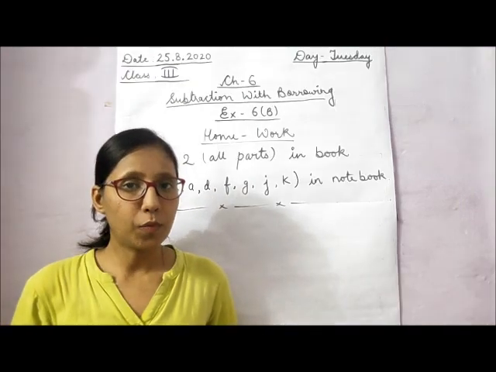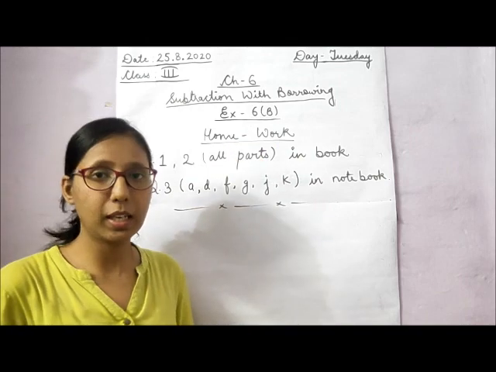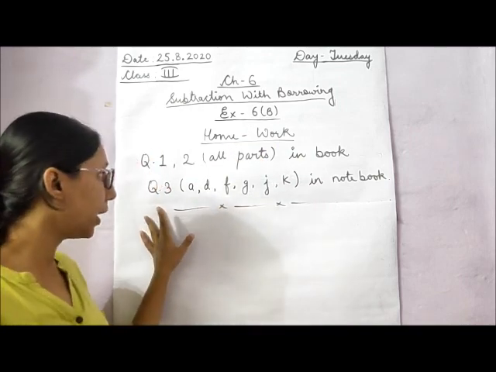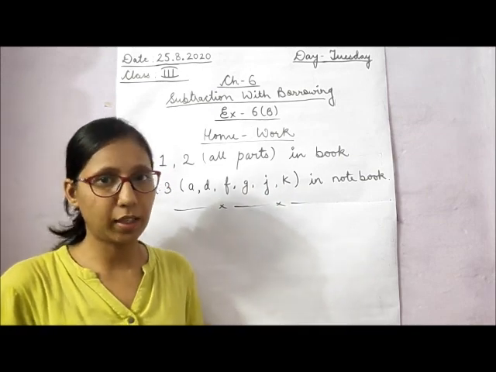So children, for homework you have to do all parts of question number 1 and 2 of exercise 6B in your book only. And question number 3 के आपको A, D, F, G, J, K parts ही आपको आपकी notebook में करने हैं. Thank you.